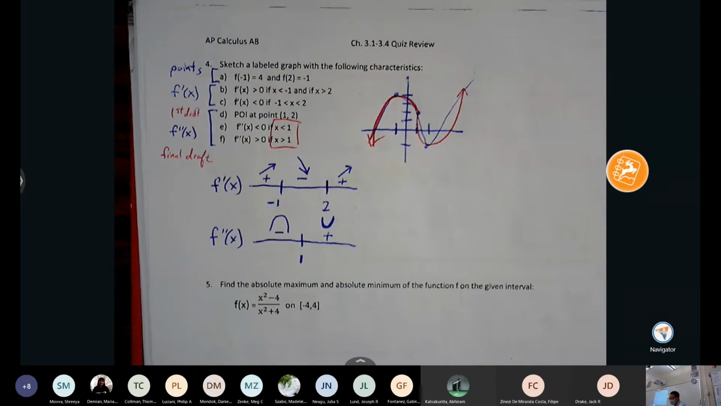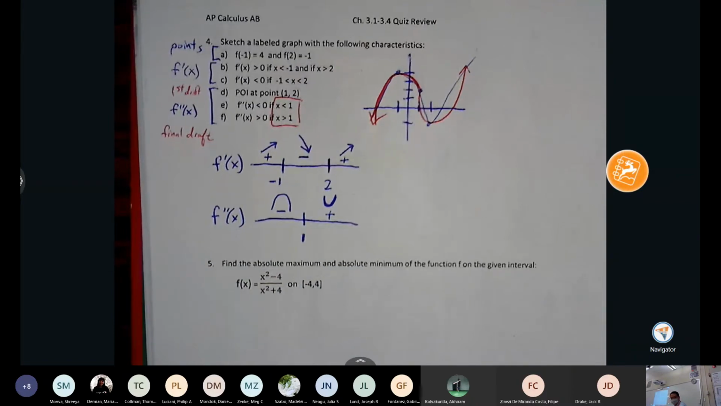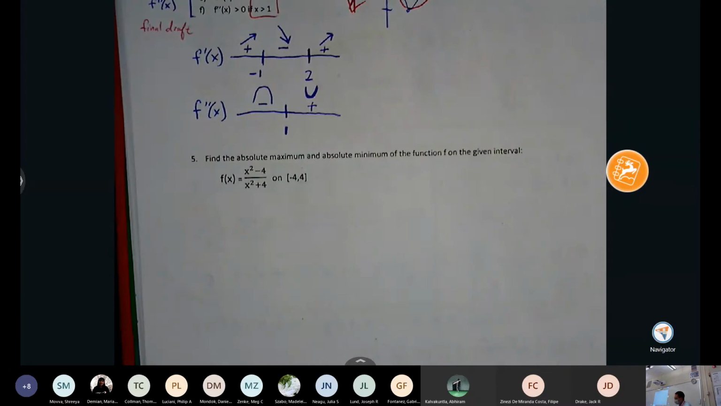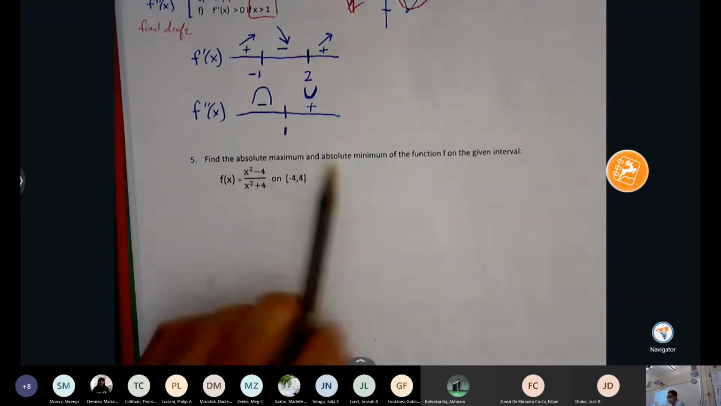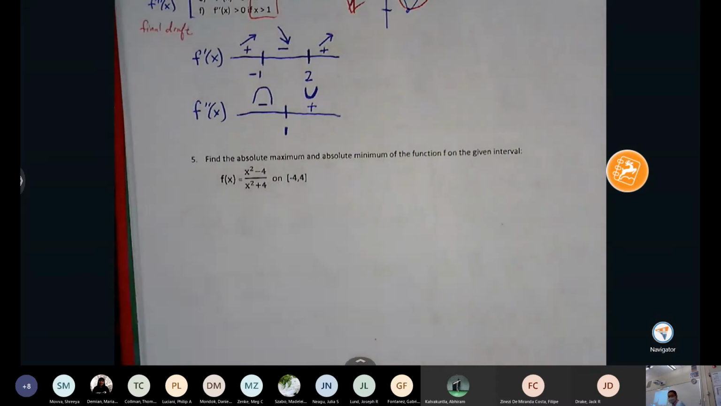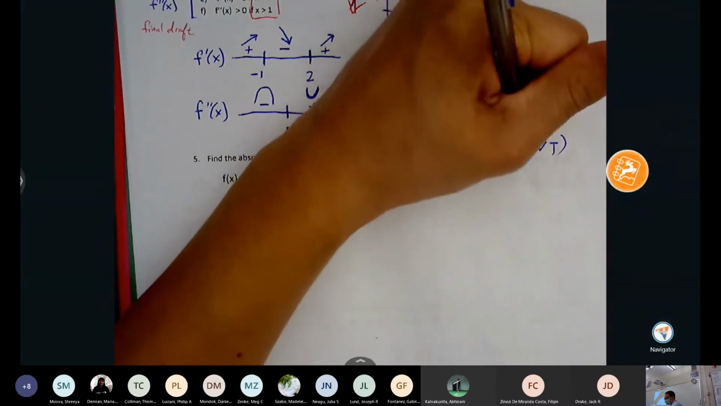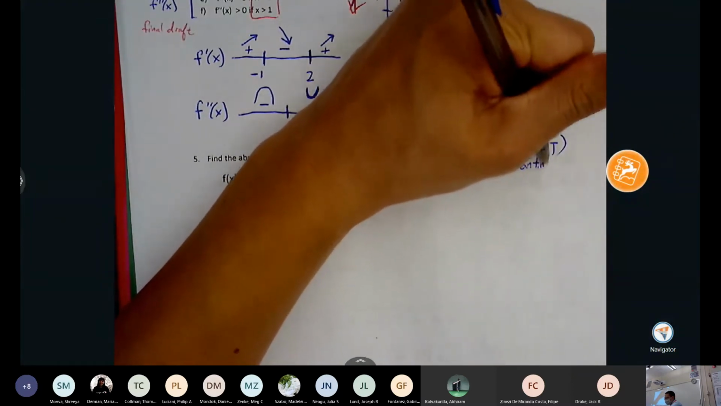Okay, let's look at number 5. Find the absolute max, find the absolute min. This is an extreme value theorem problem. We know there's only one condition with EVT. All right, what's the only condition that we need for extreme value theorem? This has to be continuous on the closed interval, right?